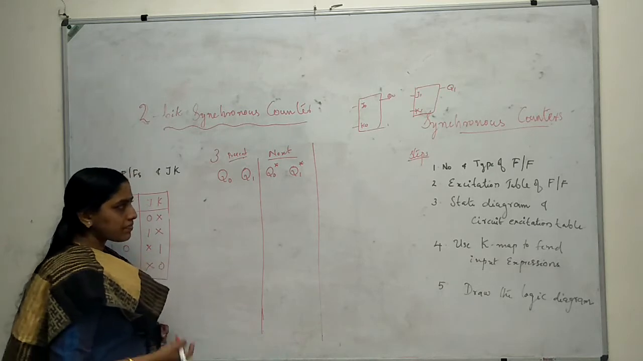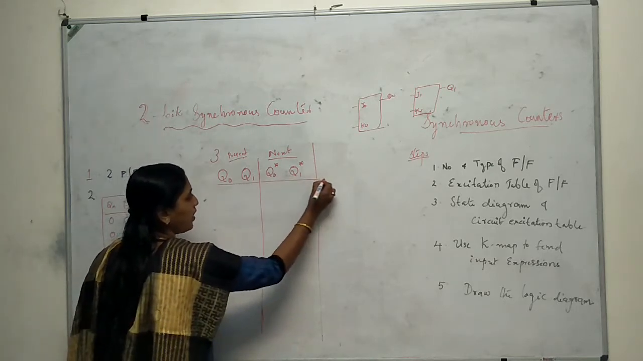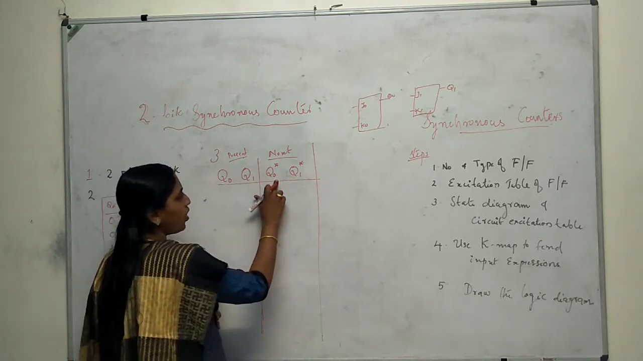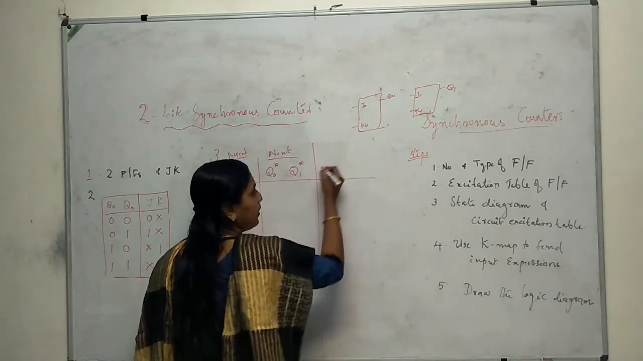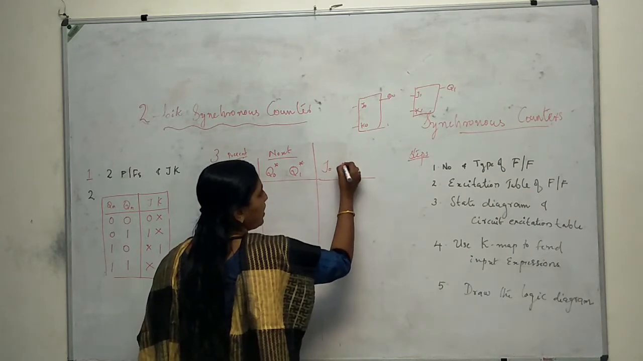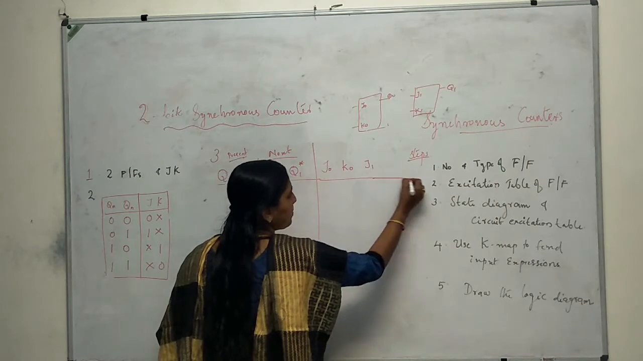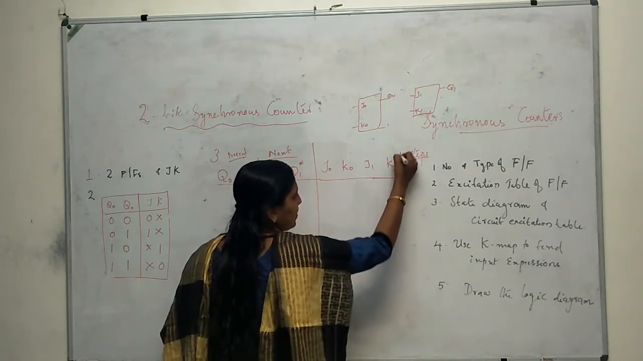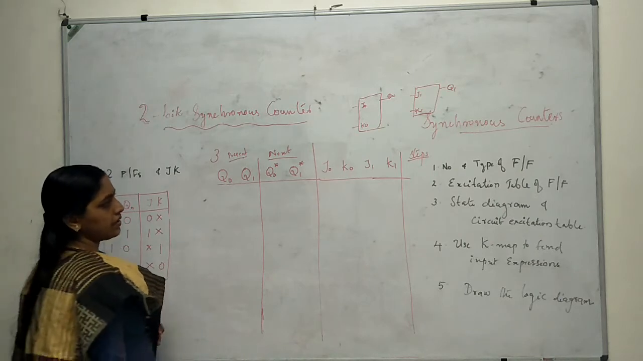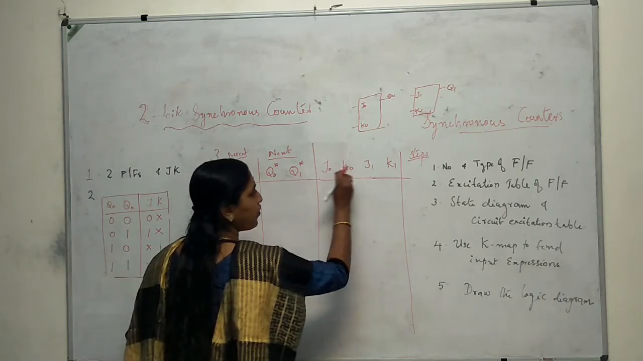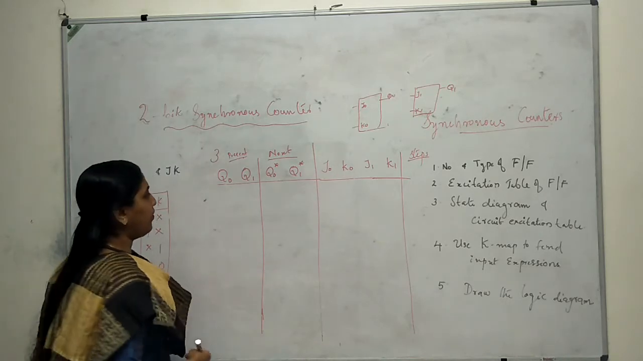Now, see, this is Q0, Q1, and for these I am having four inputs. One is J0, then K0 is there, then J1, K1 is there. So these are my inputs. I want to find the expression for J0, K0, J1 and K1. That is what we are going to find out.